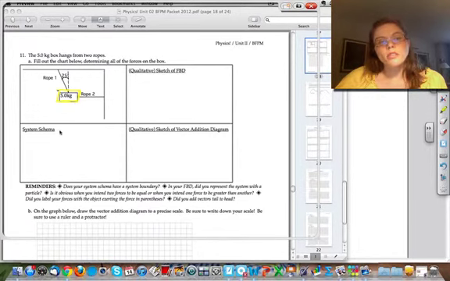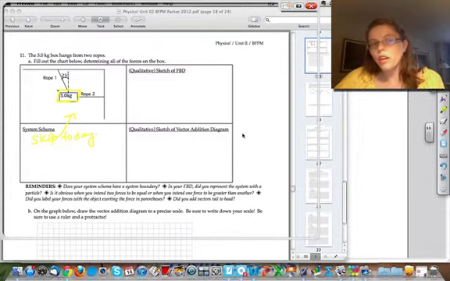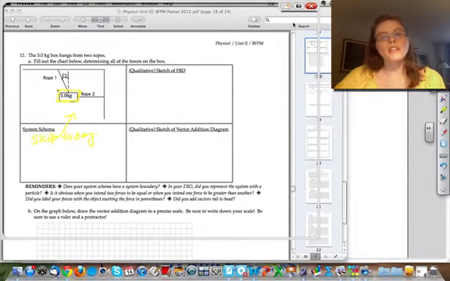The second thing to do is to draw a system schema, which is already drawn for us, so you don't have to do this one. Skip today. Okay. And the last thing is a qualitative vector addition diagram. Hang on to that for a second. We're not going to do that quite yet. But first thing I want you to do is draw a free body diagram. And then we will go ahead and solve for things. Okay, so pause this now, take a minute after you draw your free body diagram, and then unpause it.